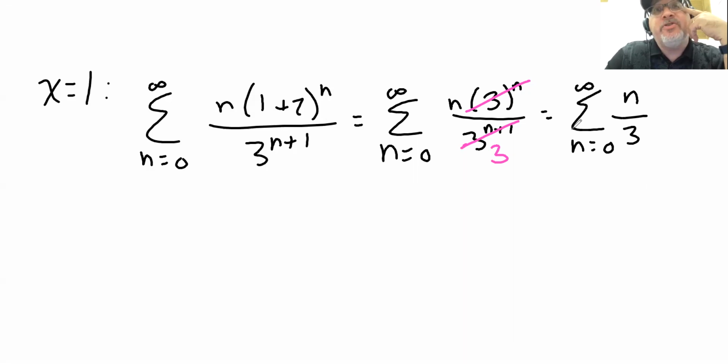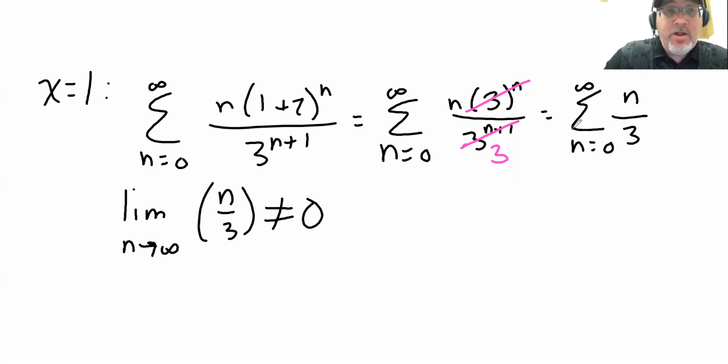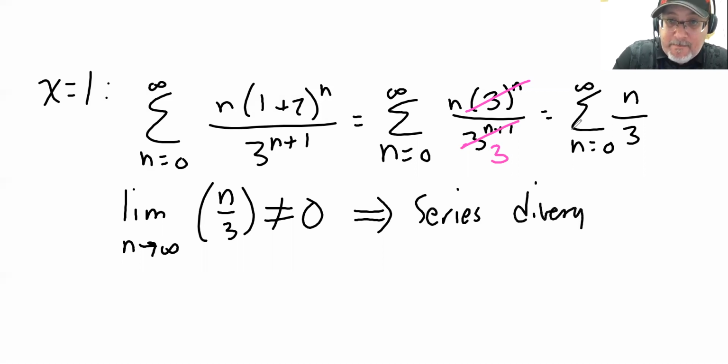So will this series converge or diverge? What do you think? It's got to diverge. The test for divergence, that's a key one to remember. The test for divergence says if the individual term does not go to 0, the series must diverge. Notice that the limit as n approaches infinity of n over 3 is not equal to 0. It's infinity, if you will, but it's not equal to 0, and that implies that the series diverges by the test for divergence.